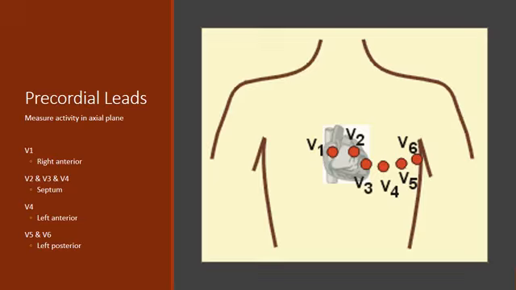Now the precordial leads wrap around the heart horizontally. They measure the electrical activity in the axial plane. So we've got the frontal plane and then the axial plane. Leads V1 and V2 run along the septum. V1 is placed to the right, more of the right anterior aspect. V2, 3, and 4 run along the front of the heart. V4 is kind of along the left. And then V5 and 6 wrap around the back side, and that gives us information around the left posterior aspect of the heart.